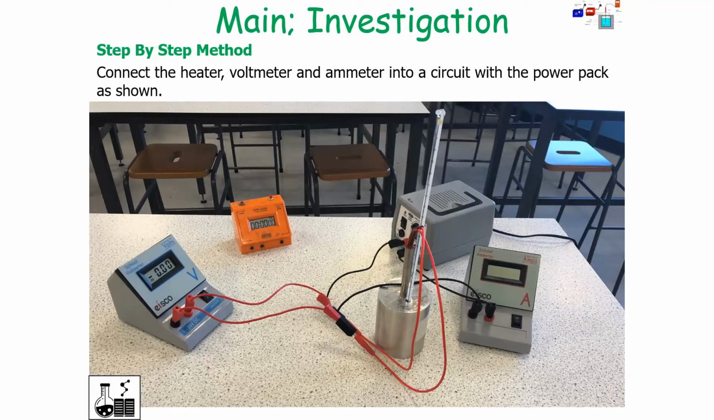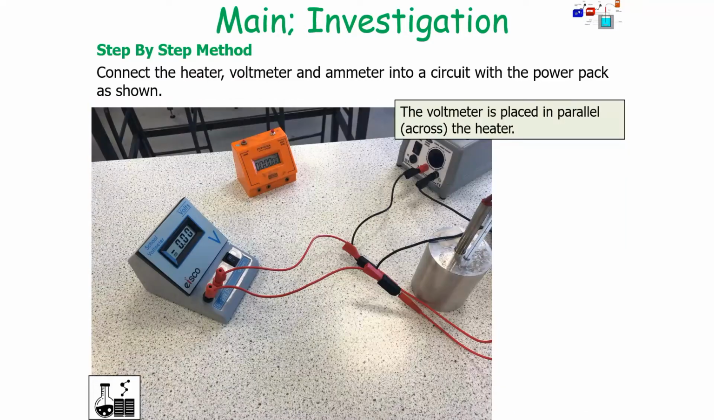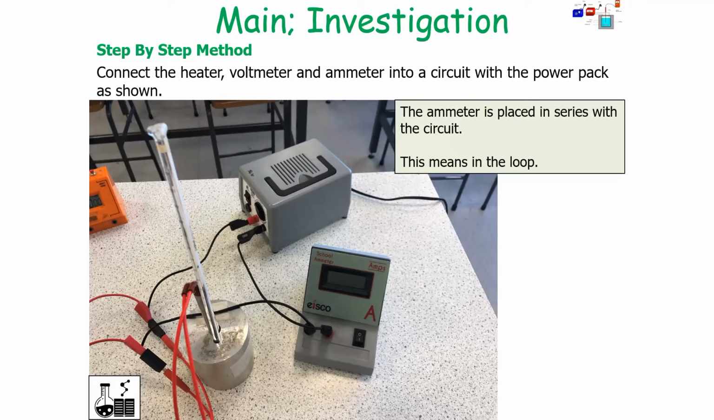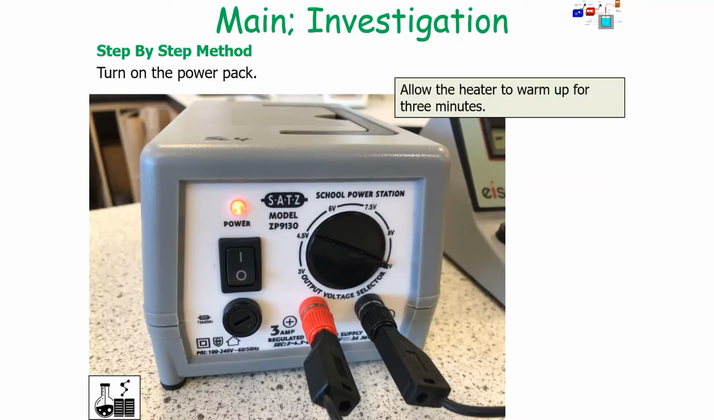So you'll connect the heater, the voltmeter and ammeter into a circuit with the power pack as shown. Now note the voltmeter is placed in parallel across the heater. The ammeter is placed in series with the circuit, so it's in a loop with the power pack and the heater, to make one big full circuit. You'll then turn the power pack on and allow the heater to warm up for 3 minutes.